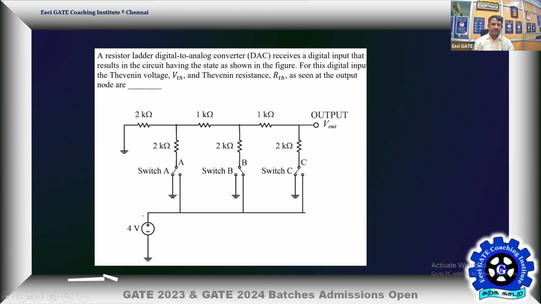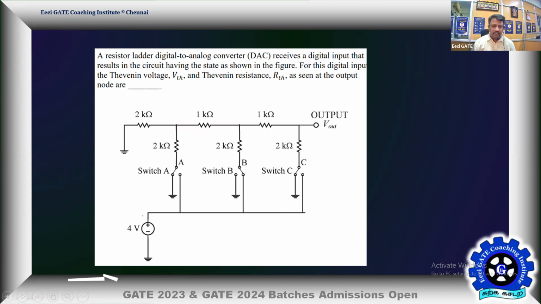Yes, it is straight away playing for additional input, and instead of asking for the analog output, he went straight away for VThevenin and RThevenin of the given circuit. So let me read the statement. We have an R2R ladder DAC converting digital to analog voltage that is receiving a digital input that results in the circuit having the state as shown in the figure. For the given digital input, the Thevenin's voltage VThevenin and Thevenin resistance RThevenin as seen at the output nodes are.